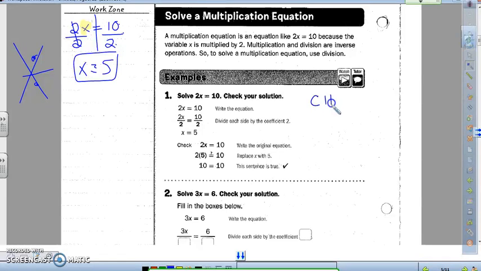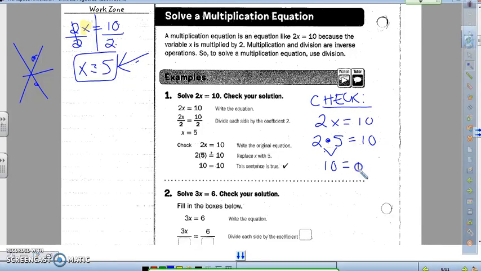I'm going to do the check over here. You guys can do it wherever. I'm just not sure if you have enough room. I recopy 2x equals 10. The 2 and the x are touching, so that's multiplication. What did we think our x was? We thought our x was 5, so that goes in for x. And that equals 10. 2 times 5 is 10, so 10 equals 10. So the checks are very similar, almost identical to the checks that we did for adding and subtracting.